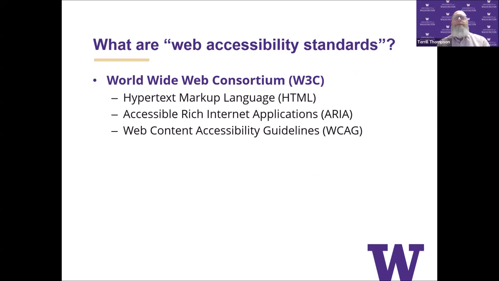So what are web accessibility standards? Well, those are developed by the World Wide Web Consortium, at least most of them. The organization dubbed the W3C for short, which was created by Tim Berners-Lee, the founder of the web, very early on in the history of the web. It was created as an organization to oversee and govern the standards and the languages that we use to create web content. And so the heart of that, the first web standard, if you will, was hypertext markup language. So HTML is a W3C standard. Another one is ARIA, that stands for Accessible Rich Internet Applications.